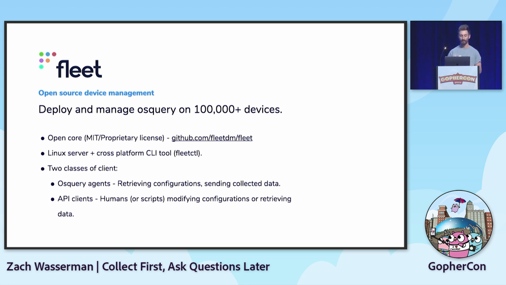There's a web UI. And I'll just point out that we have two different classes of client that interact with our server. One is the OS Query agents. So these are workstations, production servers that are checking in, retrieving configurations, sending the data that they've collected down to the server. And then we've got humans or scripts accessing more of the administration interface.